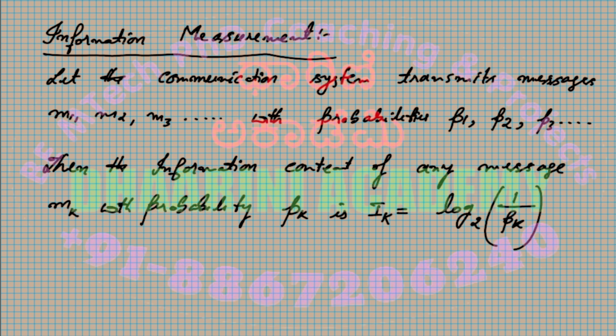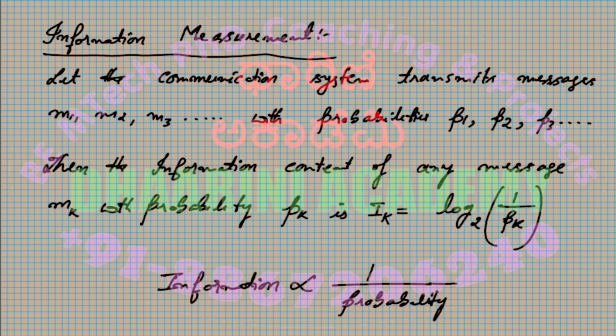So the relationship is like this. The relationship I'm going to write now. The information of any message is actually inversely proportional to the probability. I understood this, correct?